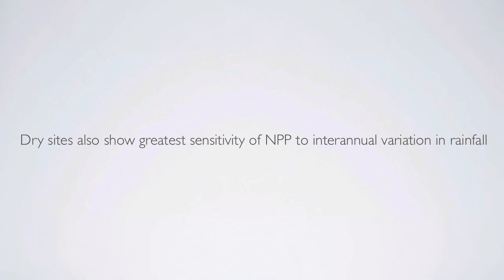Now, the authors state that if you take a look at interannual variation, so we were looking at geographic variation, comparing sites that differ in their mean precipitation or their mean temperature. But we can also take a look at what happens if a given year is wetter or drier and what the consequences are for NPP. So dry sites show the greatest sensitivity of NPP when we have interannual variation in precipitation or rainfall.